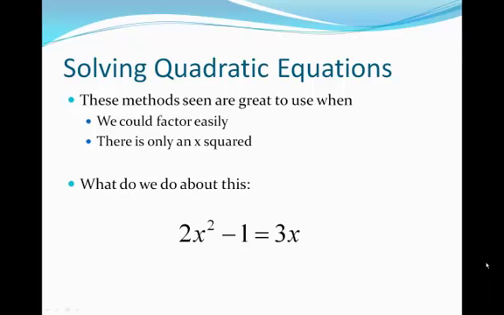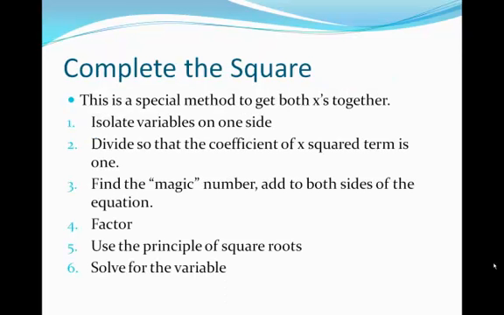After all, take a look at this one. 2x squared minus 1 is equal to 3x. If you move everything over to one side and try to factor it, it doesn't factor. And I not only have an x squared, I have an x, so I can't try to isolate it directly. So for something like this, we have to pick up another technique on how to solve it.